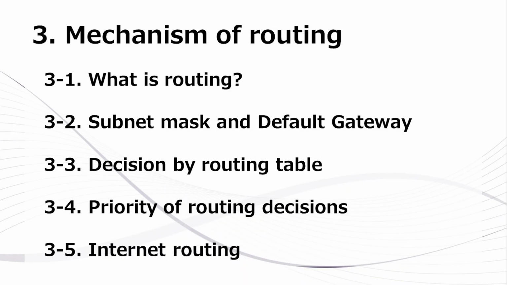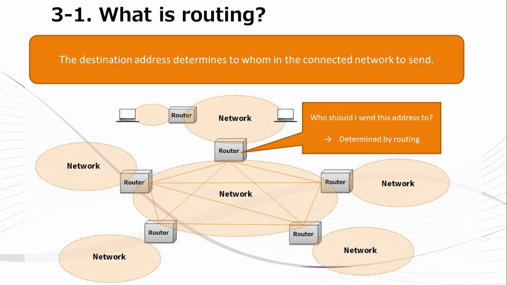Now let's understand routing. Let's continue learning about routing. As shown in this figure, routing is to decide which terminal in the connected network to send to for the destination address. The destination may be the final arrival terminal, but it may also be a relay router. In both cases, you are determining the destination, or next hop terminal, in the connection network.